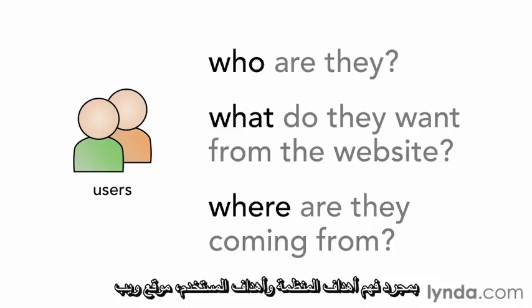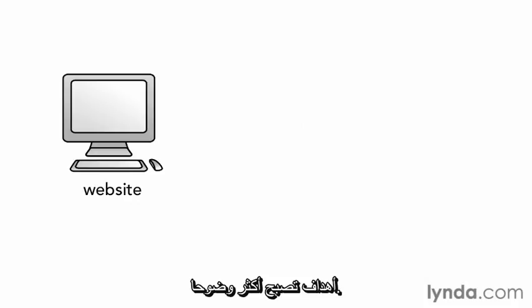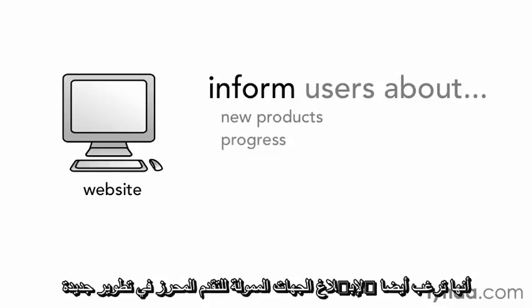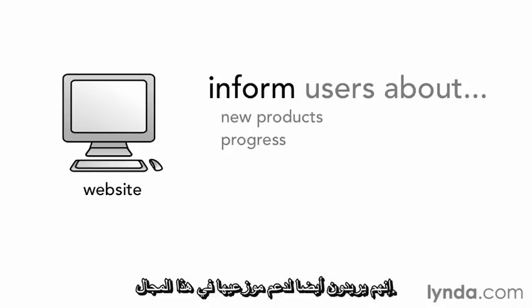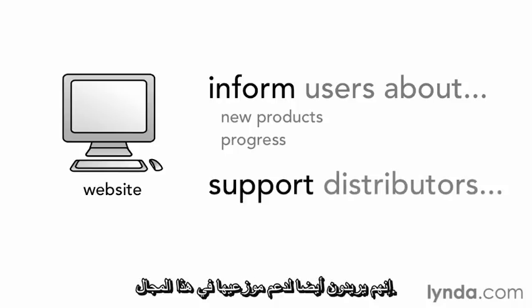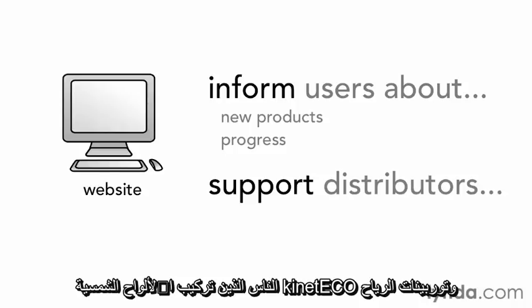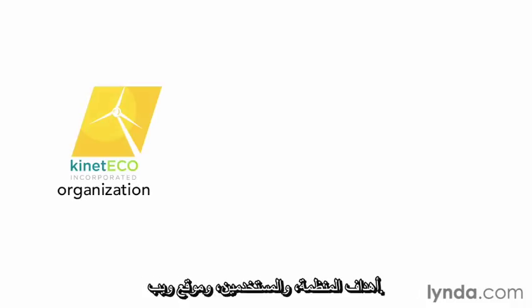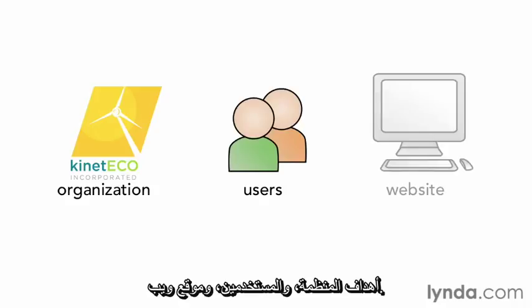Once you understand the organization's goals and the user's goals, the website goals become much clearer. Kinetico needs to inform the public about new products that they've been releasing. They'd also like to inform funders of the progress made in developing new products and technologies. They also want to support their distributors in the field, the people who are installing Kinetico solar panels and wind turbines for other customers. As a result, we've designed a site with a structure and content to support the goals of the organization, the users, and the website.